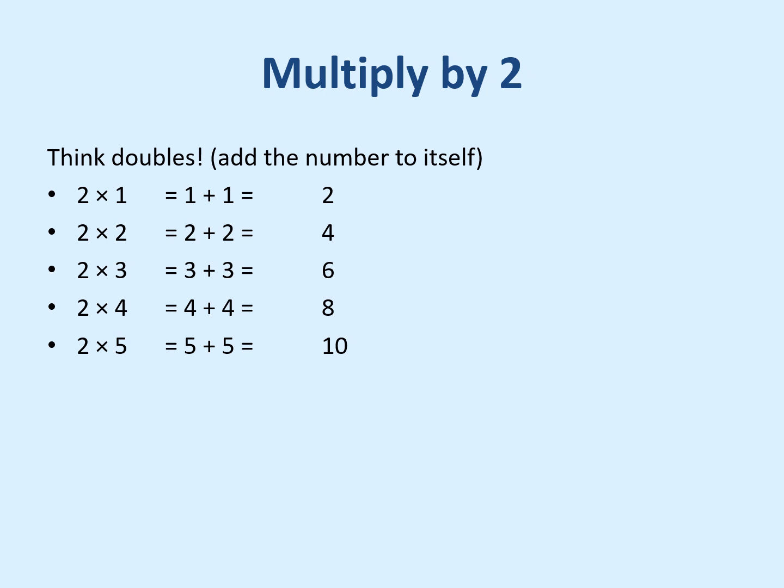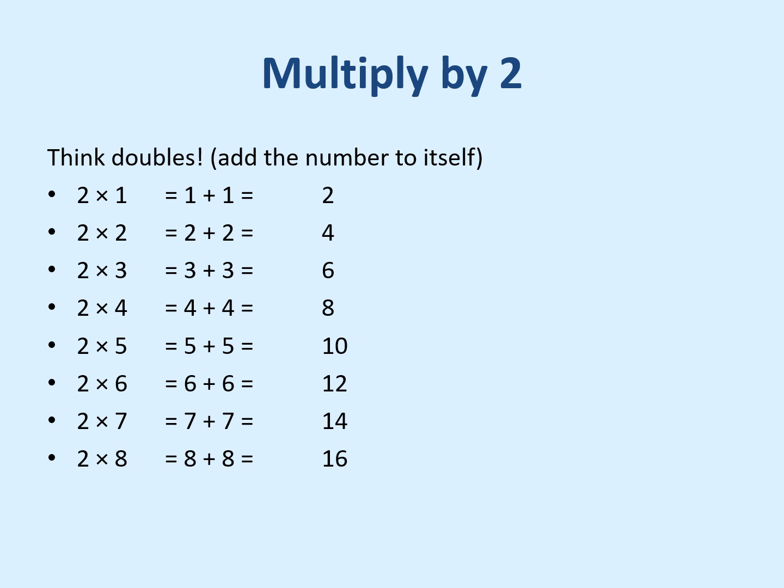2 times 5 is 2 5s added together, which is 10. 2 times 6 is 6 added together, which is 12. And 2 times 7 is 7 plus 7, which is 14. 2 times 8 is 8 plus 8, which is 16. And 2 times 9 is 9 plus 9, which is 18. Finally, 2 times 10 is 10 plus 10 equals 20. See, wasn't that simple? You already know these.